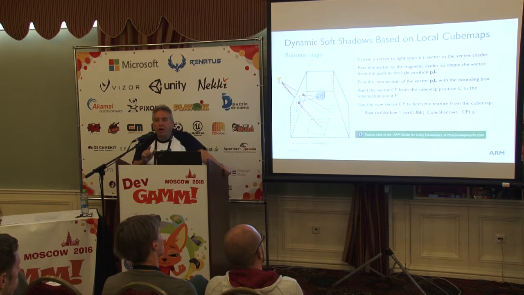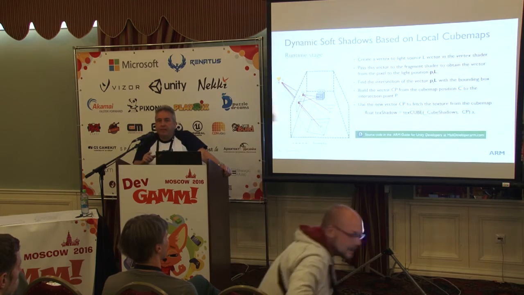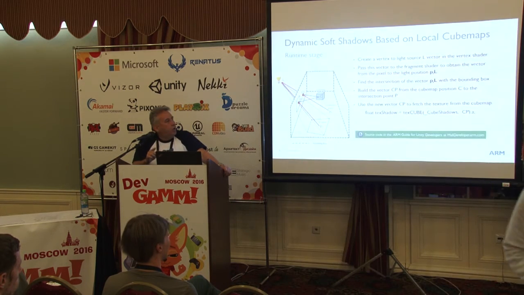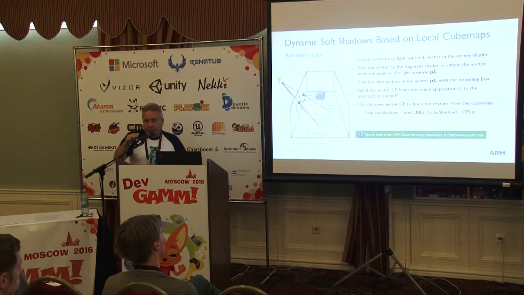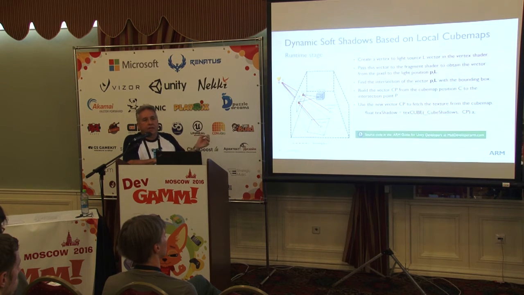So let's see now how this technique works at runtime. At runtime, in the vertex shader, we need to build a vector from the vertex to the light position. We pass that vector to the fragment shader as a varying, in such a way that this vector will be interpolated. And in the fragment shader, we will have a fragment to light vector.